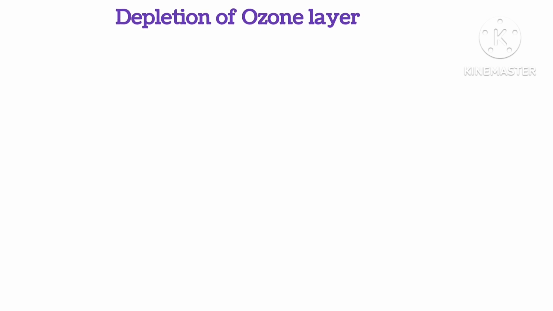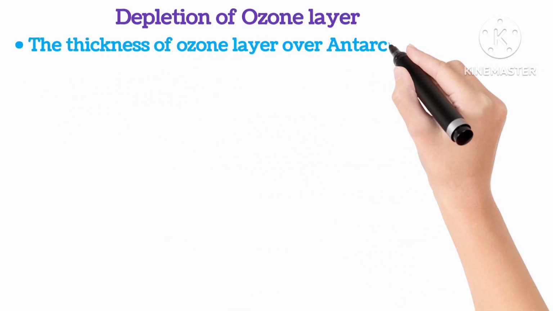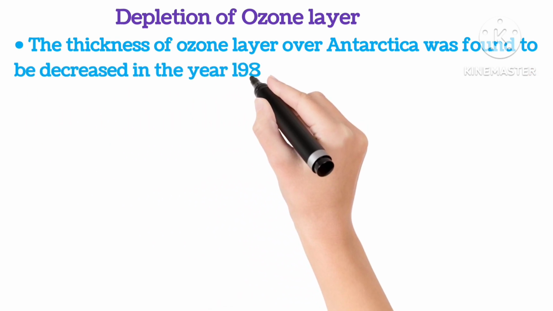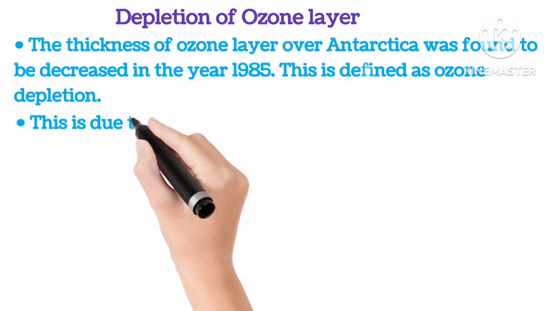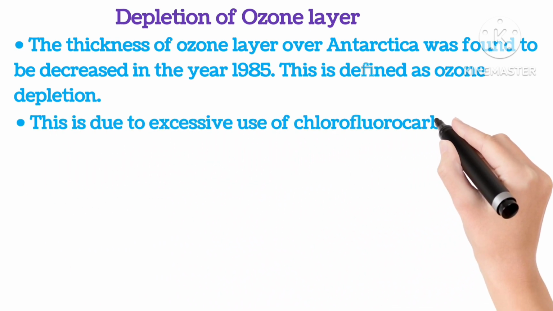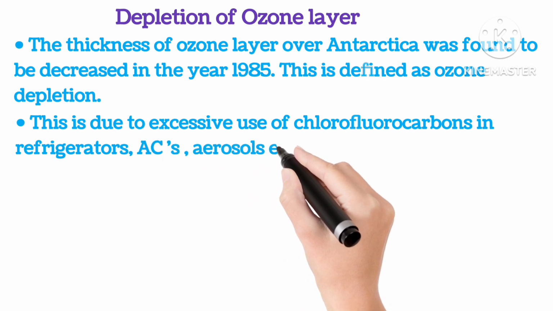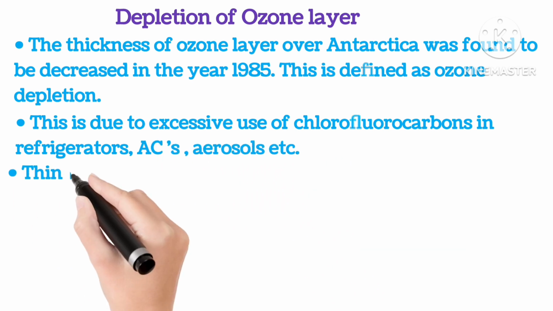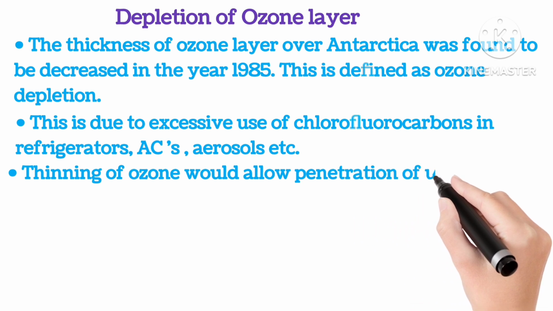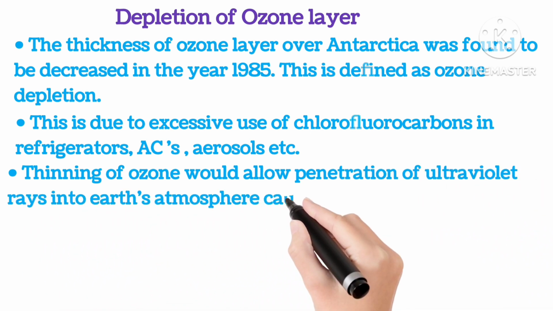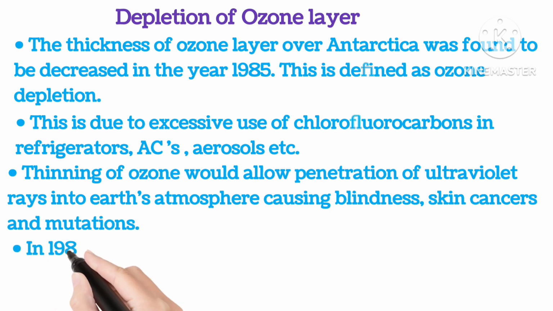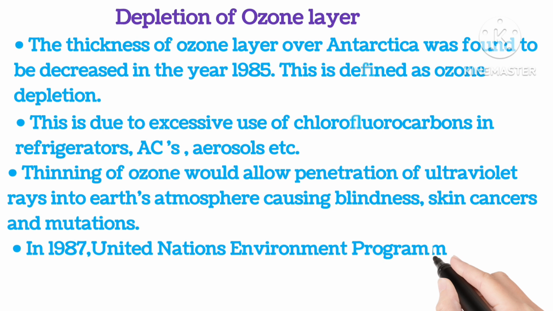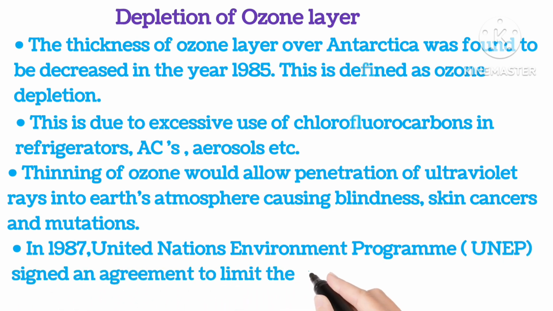Depletion of ozone layer. The thickness of the ozone layer over Antarctica was found to be decreased in the year 1985. This is defined as ozone depletion. This is due to the excessive use of chlorofluorocarbons in refrigerators, ACs, and aerosols, etc. Thinning of the ozone would allow penetration of ultraviolet rays in Earth's atmosphere, causing blindness, skin cancer, and mutations. In 1987, United Nations Environmental Programme signed an agreement to limit the use of CFCs.